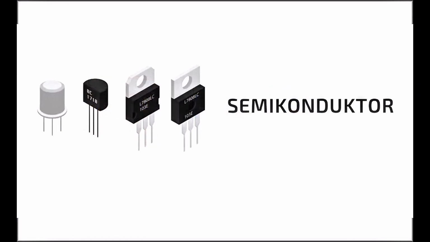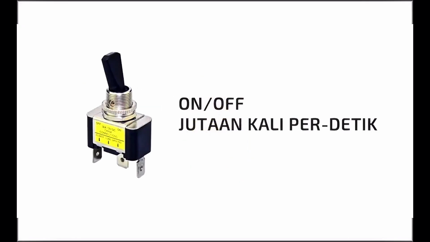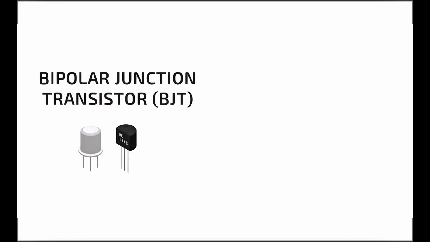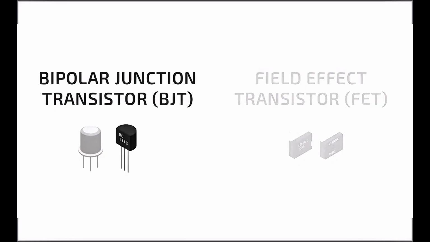Transistor is a semiconductor component. It means it can be a conductor and can be an insulator. The basic function of a transistor is very simple, only as a switch. This switch has a very high speed. There are several types of transistors. The most common we find is bipolar junction transistor, or BJT. Then the second is field effect transistor, or FET. In this video, we will only discuss BJT transistor.